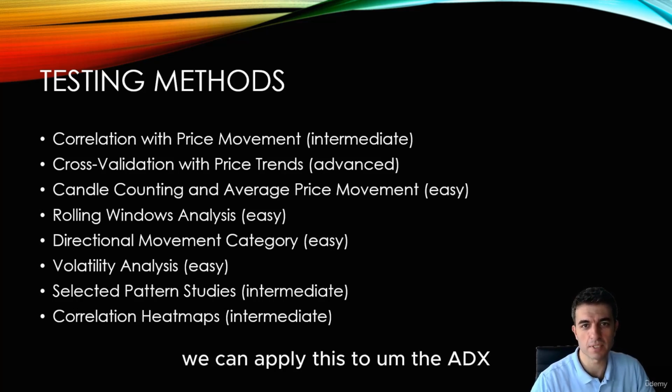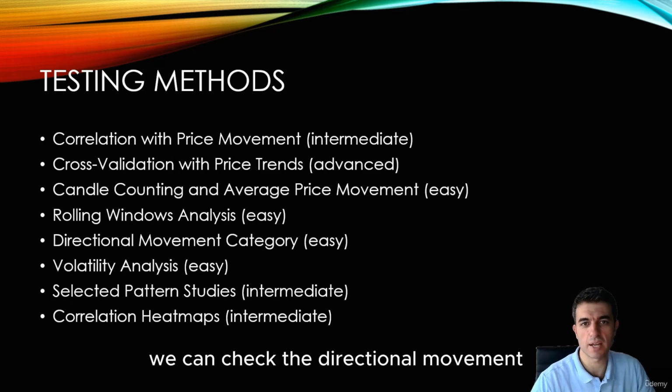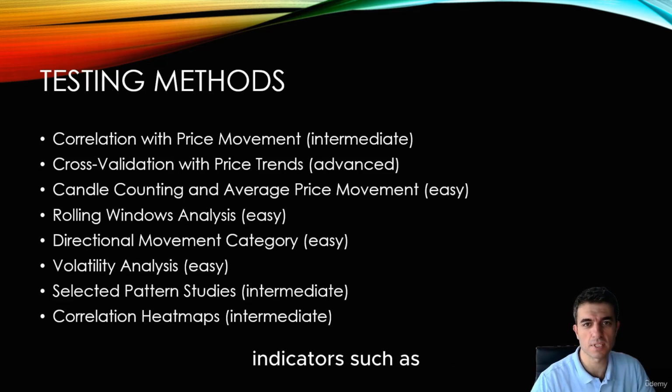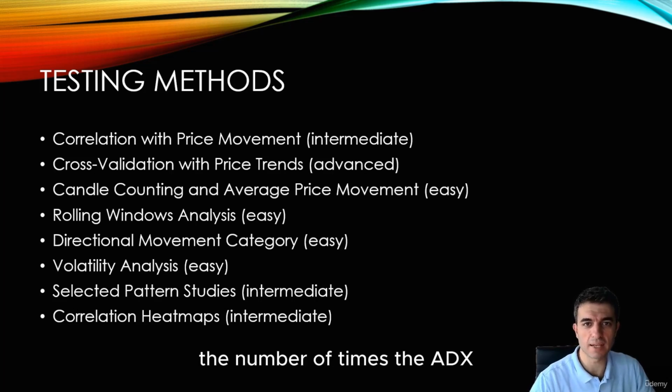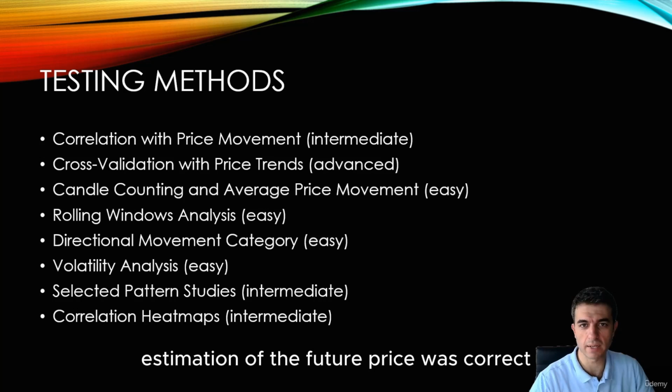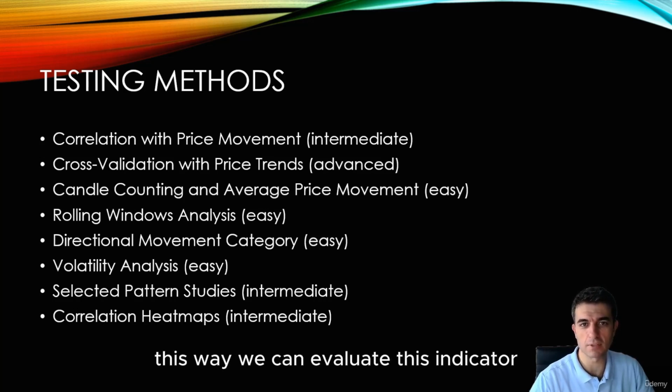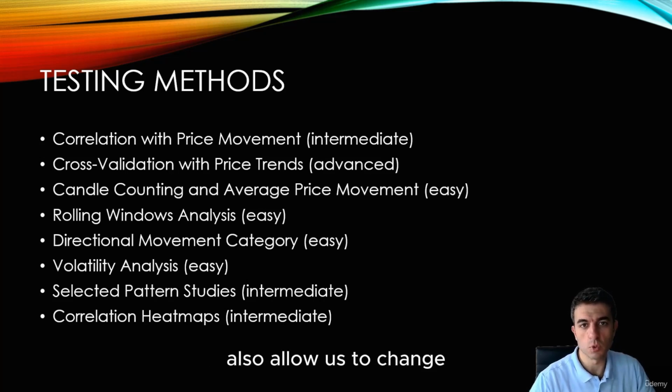For example, we can apply this to the ADX. So we can check the directional movement indicators, such as the plus DI and the minus DI, to determine the strength and direction of a trend. And we can compare this with the real future price category, an uptrend, downtrend, or a ranging price. And we can count the number of times the ADX estimation of the future price was correct versus the times where it was incorrect. This way we can evaluate this indicator, just as an example. And this would also allow us to change the parameters of the indicator and to fine-tune it for the maximum accuracy.